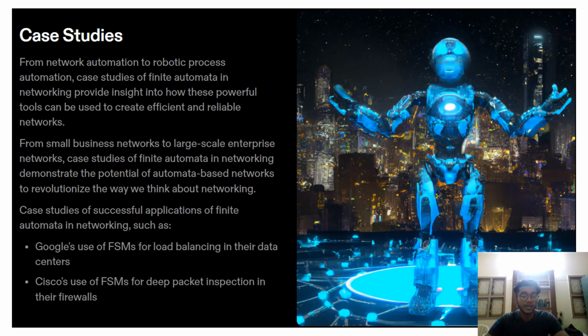Case studies. There are several case studies that show how these powerful tools can be used to create efficient and reliable networks. A few top companies like Google and Cisco use FSMs for their day-to-day activity. Google uses FSMs for load balancing in their data centers, and Cisco uses FSMs for deep packet inspection in their firewalls. All this shows nothing but the insane potential FSMs have in the networking industry and guarantees their future.